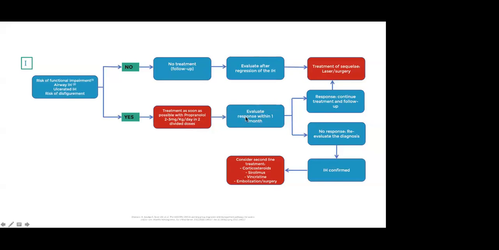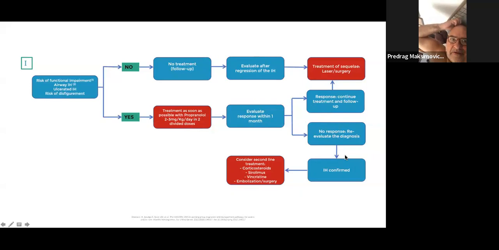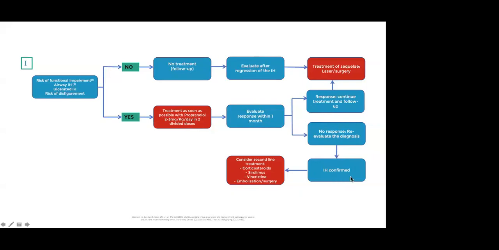Evaluate the response within a month. If they've got a good response, you just follow them clinically. If they've got no response, then one needs to do a combination of imaging and biopsies, looking for the GLUT1 receptor on the biopsies to see if they are really beta blocker responsive. So you can continue with beta blockers if they're GLUT1 positive. If not, then you can consider second-line treatments like corticosteroids, sirolimus, embolization, and surgery.